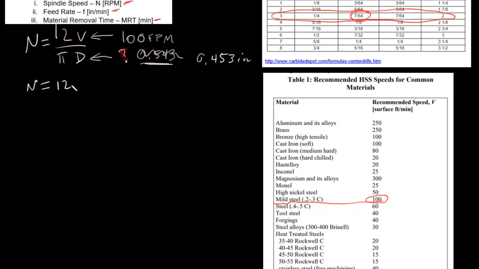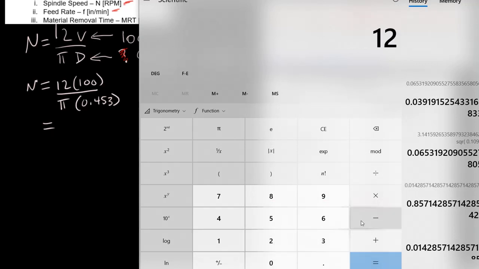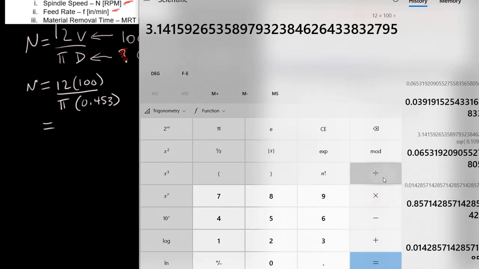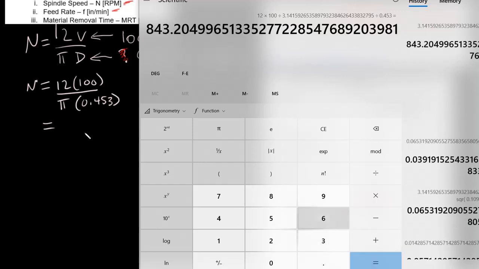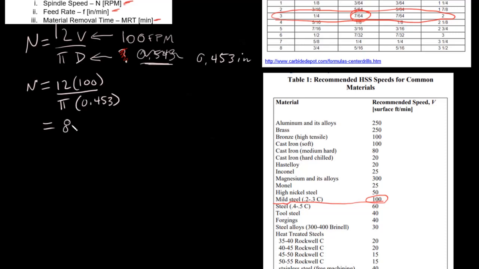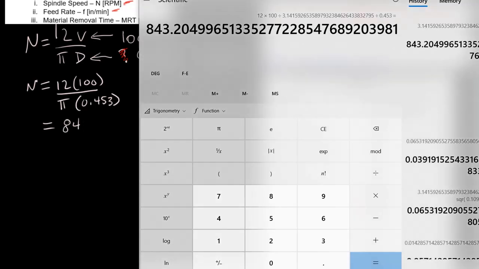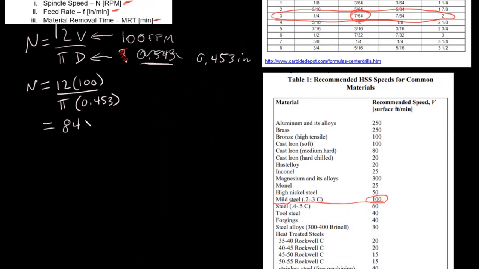So N equals 12 times 100 divided by pi times 0.453, and that equals 12 times 100 divided by pi divided by 0.453. So 843 RPM.